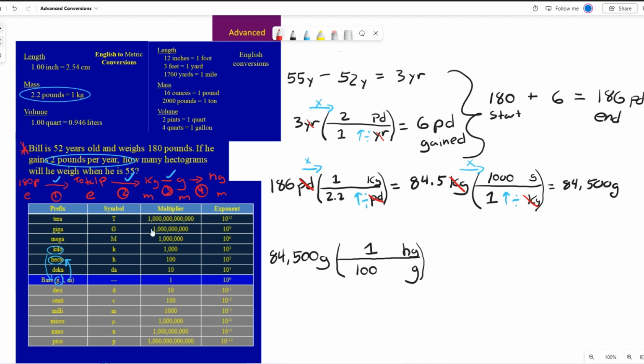So now it's all set up so that grams and grams will cancel out. We now just multiply across and divide up. So if we take 84,500 times 1 and then divide by 100, we get 845 hectograms.